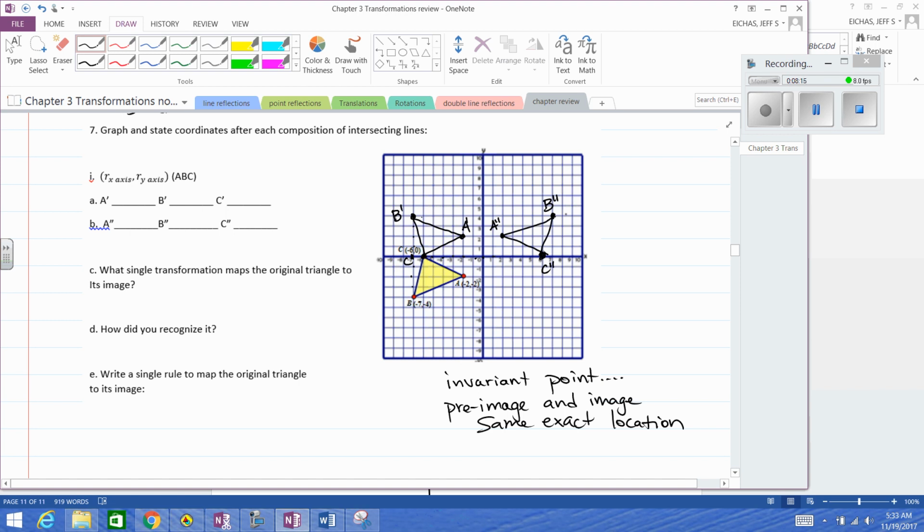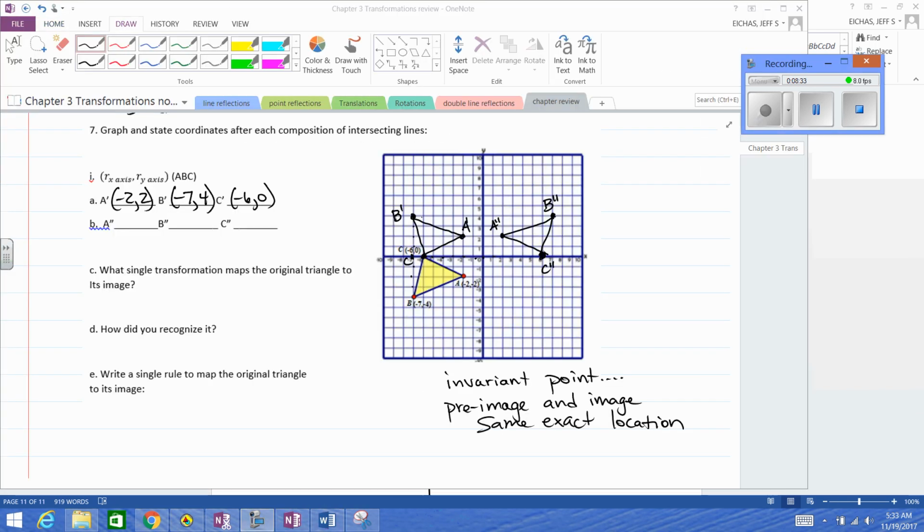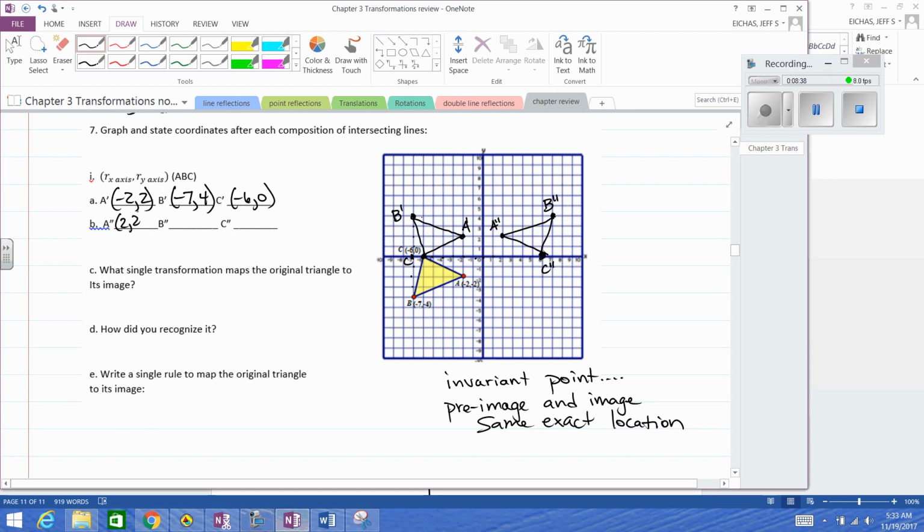Okay. And we need coordinates. -2, 2. Looks like -7, 4. C prime -6, 0. Oops, sorry about that. A double prime we're looking at is 2, 2, 7, 4, and 6, 0. Good. All right. Now, what single transformation maps the original triangle to its image?